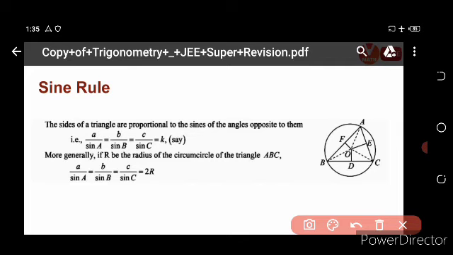Then, more generally, if R be the radius of the circumcircle of the triangle ABC, then a upon sin A is equal to b upon sin B is equal to c upon sin C is equal to 2R.